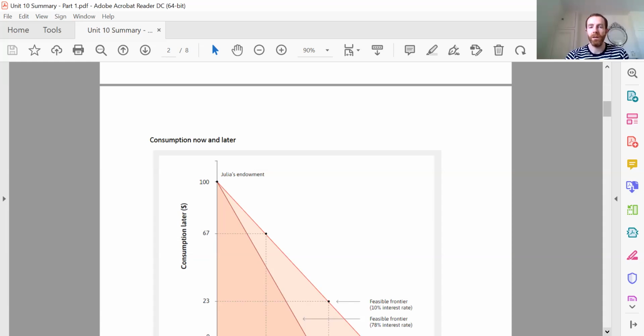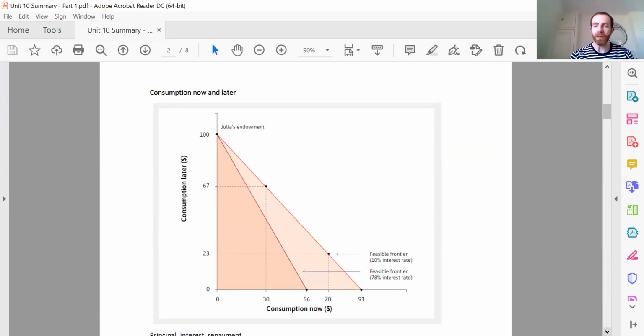Okay, so that brings us to the big idea in the first part of Unit 10, which is, what does someone do if they know that their income is going to arrive in a particular period of time, which we are going to label as later? We've got this character, Julia, and we are going to say that her endowment, which just means her income, the amount of money that's going to come to her, is going to come later, and it's going to be $100 worth. But Julia faces a bit of a dilemma because she can't wait until later to just spend all of this $100, to consume everything later on.